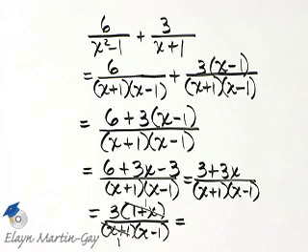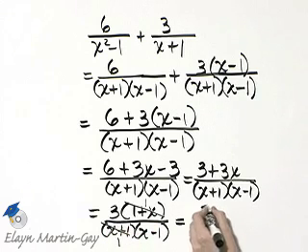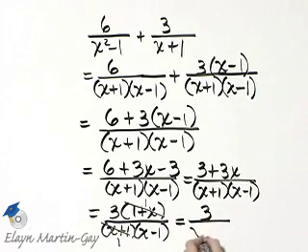Notice this is a factor of the numerator. This is a factor of the denominator. What do I have left? I have 3 in the numerator. In the denominator, I have x minus 1. So here is my sum in simplest form.